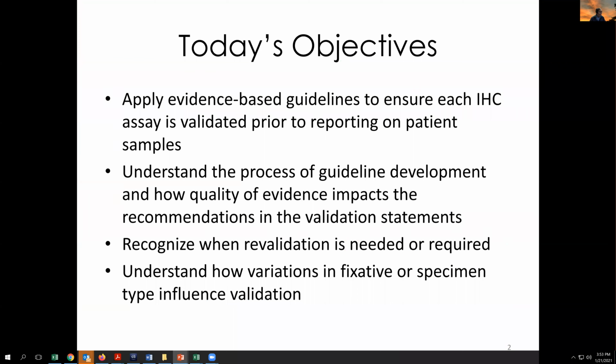So the guidelines were developed with the intent to ensure that each assay was validated prior to reporting on patient samples. Obviously, that's important so that we can preserve patient safety. In the process of talking about this, I hope it will help you understand a little bit about the manner in which guidelines are developed and how and what evidence is used to refine them.